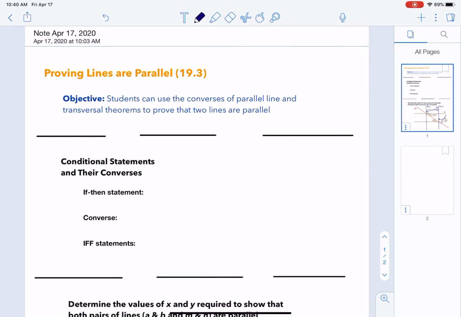Okay, bridge students, we have a lesson today about proving that lines are parallel. Our last lesson looked at parallel lines and then made a bunch of deductions about the measures of those lines based on alternate interior angles and corresponding angles and same side interior angles. You'll remember that. What we have now is the converse, and my objective is this. Students can use the converses of parallel line and transversal theorems, again, those same theorems I just mentioned, to prove that two lines are parallel. So we're going in the opposite direction.